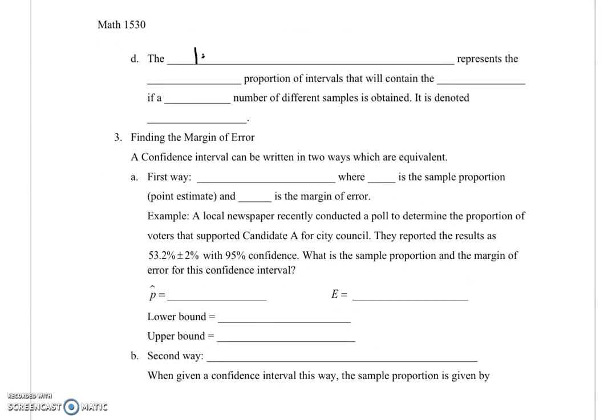The other thing we need to talk about is the level of confidence. The level of confidence represents the expected proportion of intervals that will contain the population parameter if a large number of different samples is obtained. And we denote the level of confidence by 1 minus alpha times 100%.